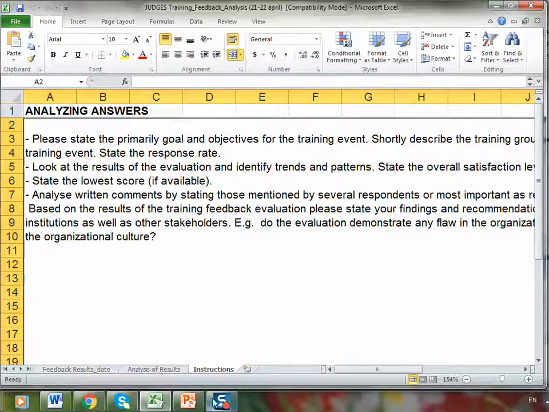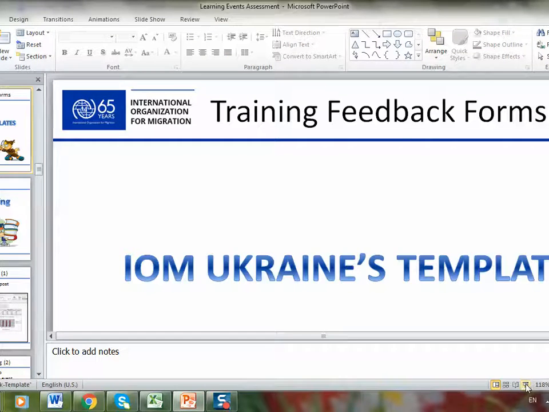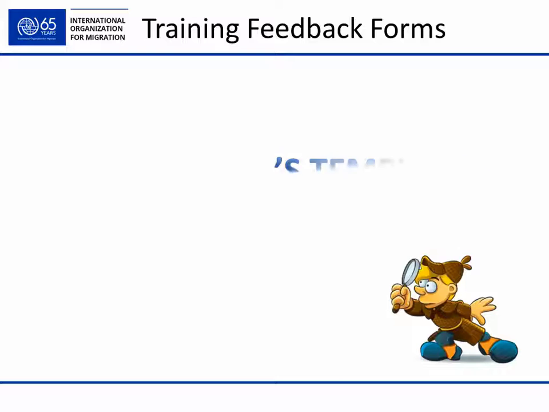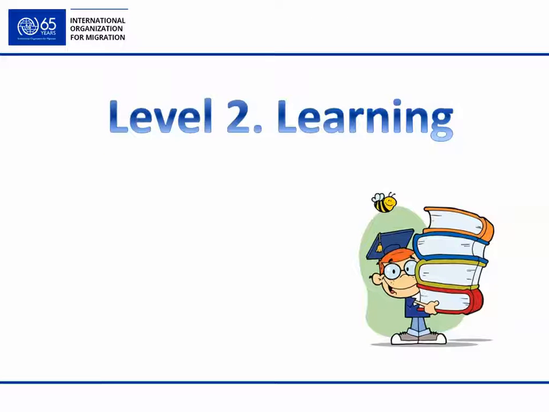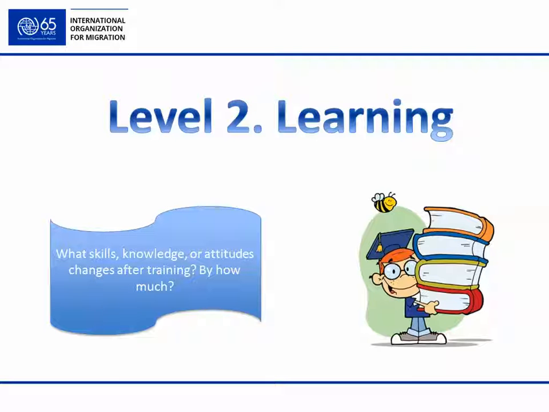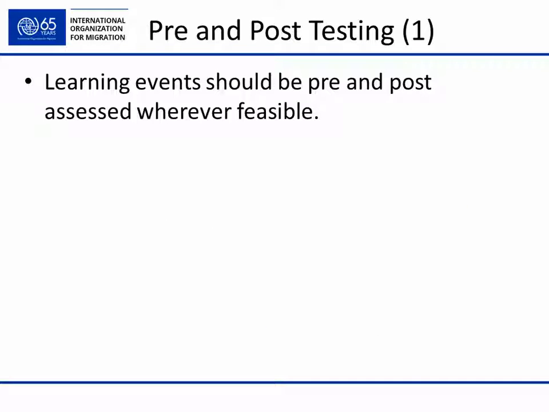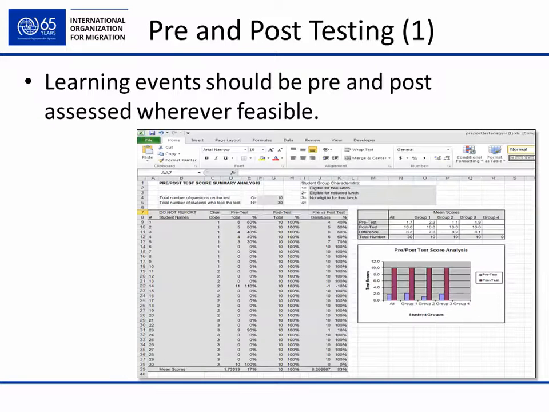Let's move again to our presentation, and the next topic will be level 2 learning, with the question of what skills, knowledge, or attitudes change after training, and by how much. We will talk here about pre and post testing. Learning events should be pre and post assessed wherever feasible. This is an example of a pre-post testing form.